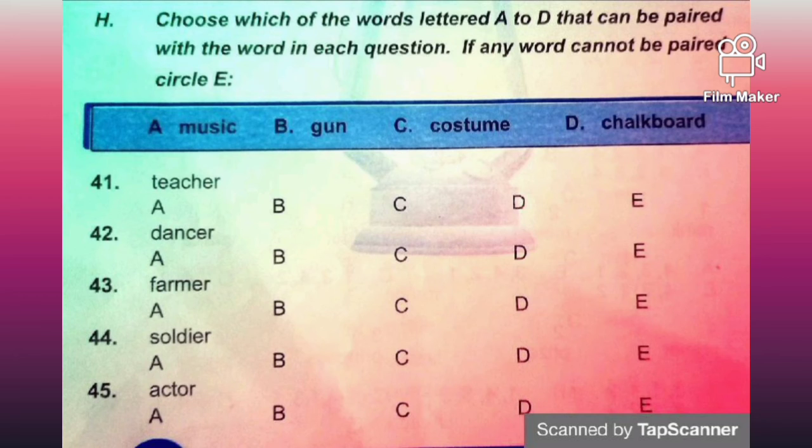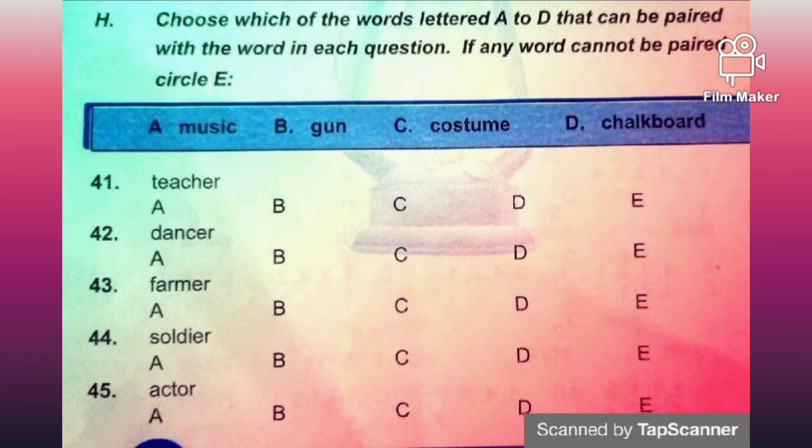Now let's see 42. A dancer. A dancer, music, dancer, yes. Music and dancer. That is correct. So 42 is A, because the dancer is not related to a gun, neither a costume, nor a chalkboard.